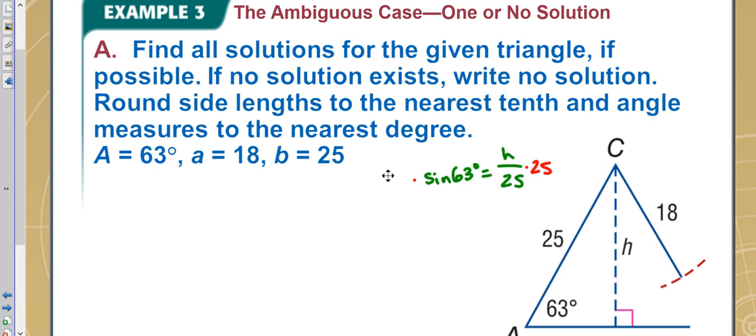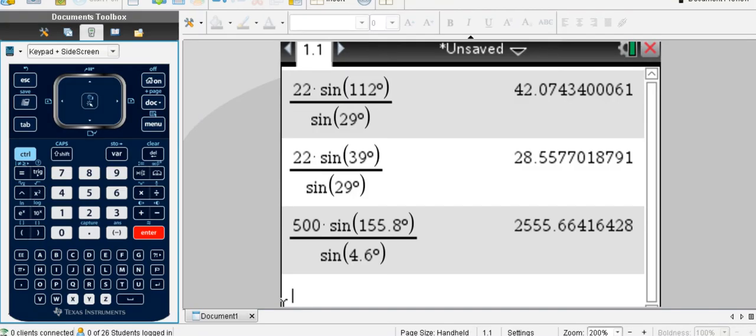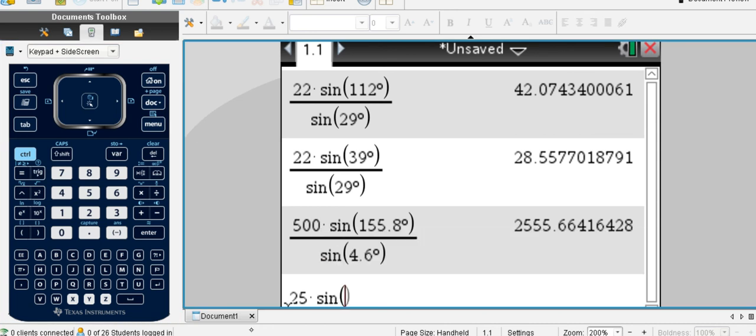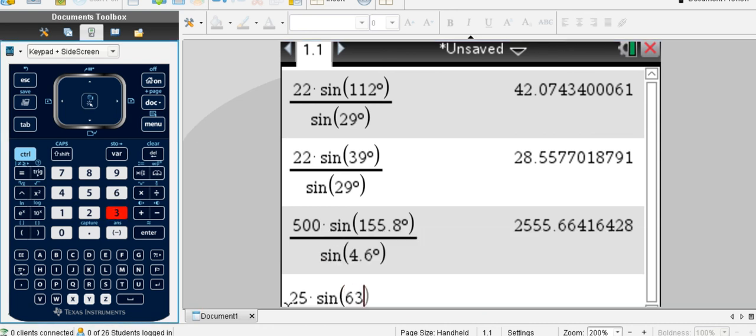And so you'll find out that there is no actual way of getting an answer. So when I type this in the calculator, 25 times sine, times sine, the angle was 63 degrees.